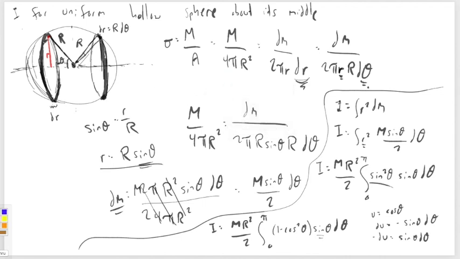I have got to first identify my little dm piece, and then I need to use density to relate that mass to position. So here I'm relating mass to area, big mass to big surface area of the sphere. 4 pi r squared is the surface area of a sphere. And that's going to be equal to a zoomed in perspective, little mass times the area of this strip right here. Well, it's going to have a length of 2 pi r, because that's the circumference, a width of dr.